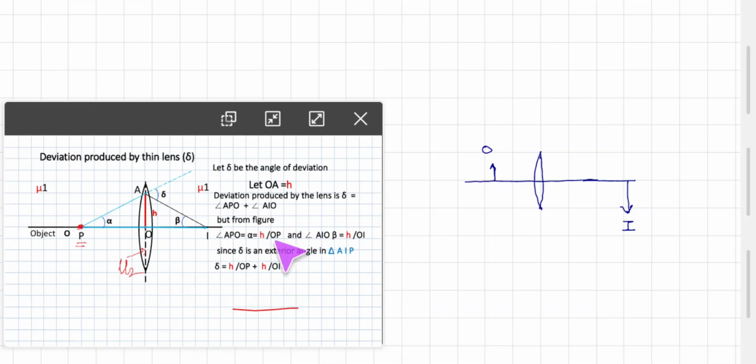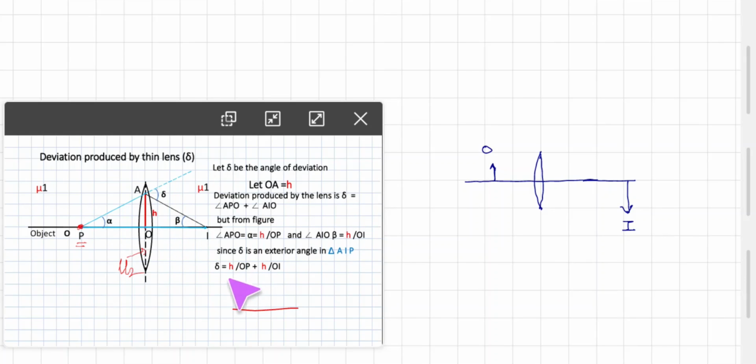But from the figure we can say that angle APO can be calculated, given by this height and this distance. So therefore alpha is equal to h upon OP and beta is equal to h upon OI. Since delta is an exterior angle, we saw that this delta is nothing but the addition of these two.